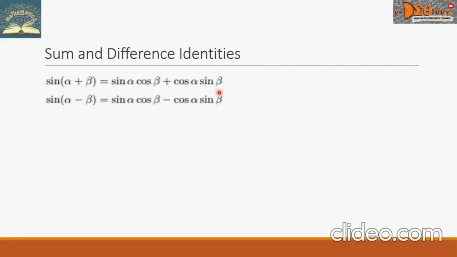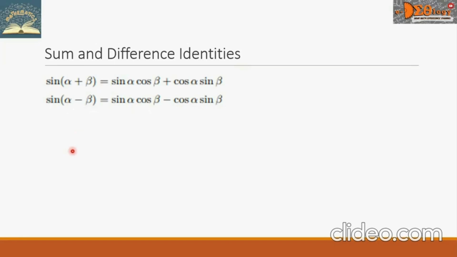Let's go now to the sum and difference identities. Let's begin with the sine of alpha plus beta. This is equal to sine alpha times cosine beta plus cosine alpha times sine beta. The sine of alpha minus beta is equal to sine alpha times cosine beta minus cosine alpha times sine beta. Please note some patterns here for the sum and difference of the sines.